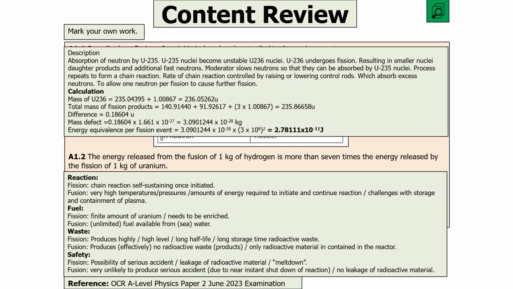The waste of fission is that it produces radioactive waste, which has a long half-life and high levels. Radioactive waste needs a long amount of storage, but fusion produces effectively no radioactive waste. It will actually just produce helium as its product. Now, in terms of safety, in fission there's always the possibility of a serious accident or leakage of radioactive material or a nuclear meltdown, whilst in fusion it's very unlikely to produce a serious accident and there's going to be no leakage of radioactive material.